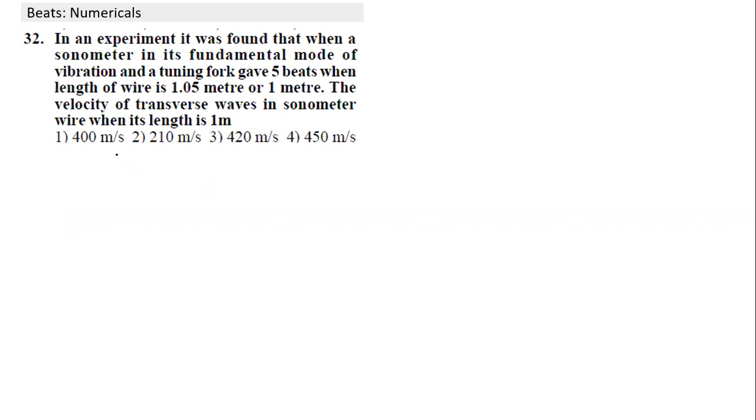So this question is also, let's read this question here. We have a sonometer. Sonometer is nothing but a fixed wire. The only things we can change are the length and the tension. In this, the fundamental of a vibration is produced with a tuning fork. So again, what is vibrated here? The string is vibrated with a tuning fork. It gives 5 beats frequency.